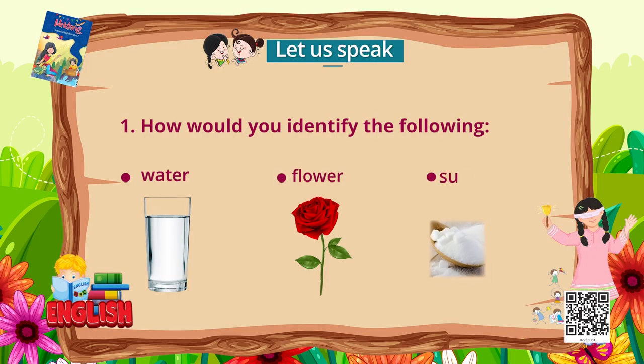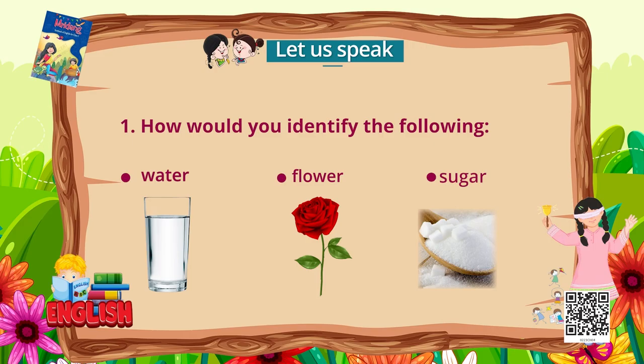Third, sugar. All children love sugar. Be it as in ice cream, donuts, jalebi, rasgulla. We all love sugar. So if there's some sugar in front of you and your eyes are shut, how would you identify that? You will taste it.